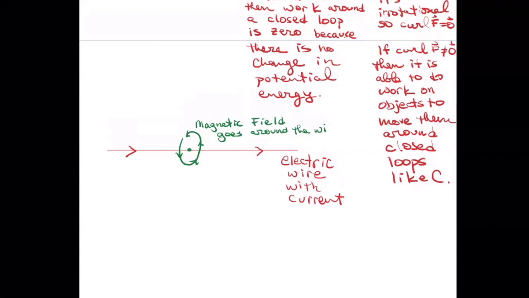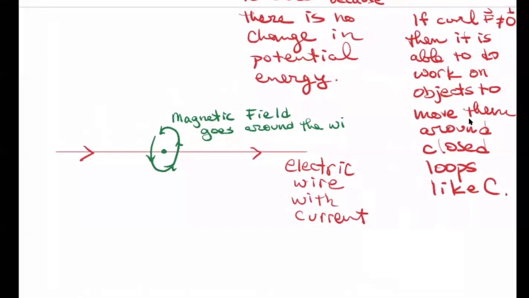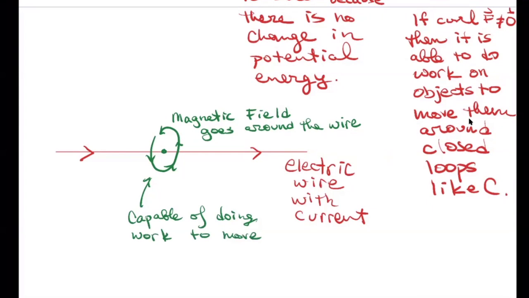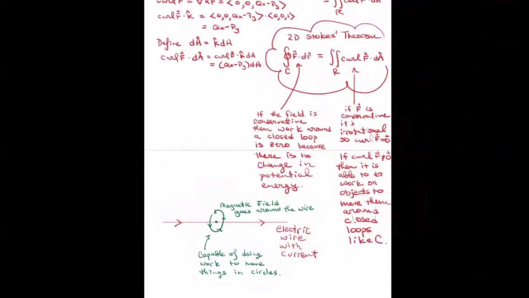Okay, any questions? The magnetic field goes around the wire, so it is capable of doing work, to move things in circles. So there's all kinds of meaning that you get out of this.